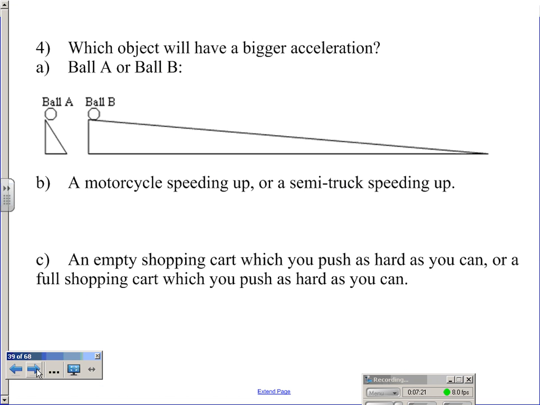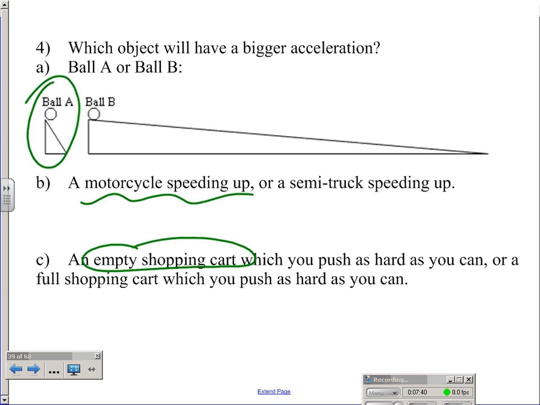Which of these objects is going to have a bigger acceleration? Pause it and think about it. Cool. All right, so this one's going to have a bigger acceleration. We'll learn more about that later. I wouldn't stress over that one. The motorcycle speeding up will have the bigger acceleration. And on this one, an empty shopping cart is going to accelerate faster if you push them both with the same force. Again, we'll learn more about this one later on.